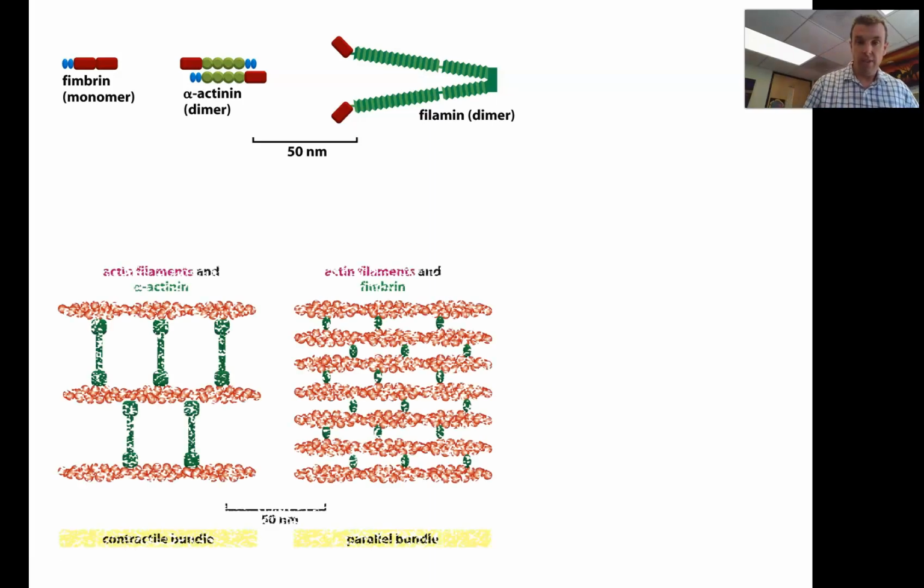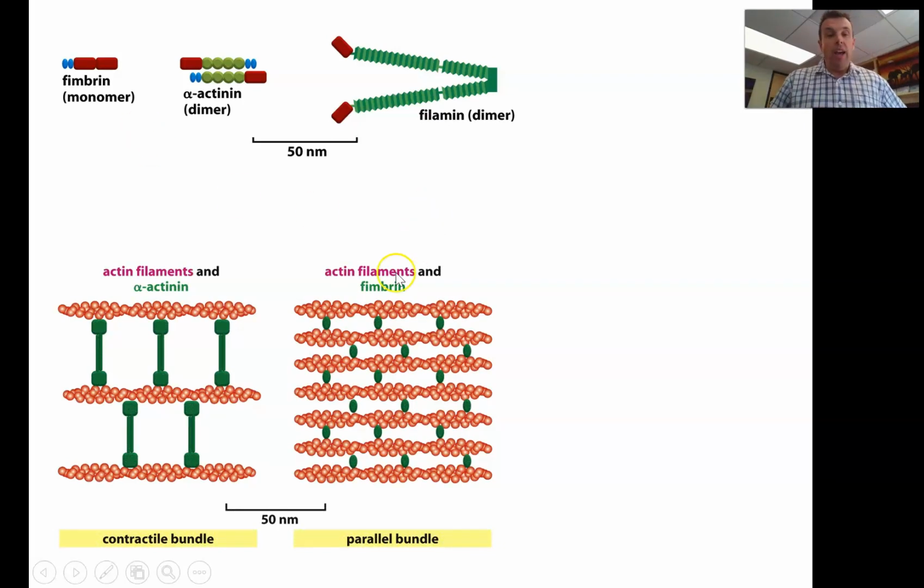Well, actin filaments bound by fibrin. Fibrin is a much smaller molecule. That's going to bundle these together, right? And so this is a tight parallel bundle.